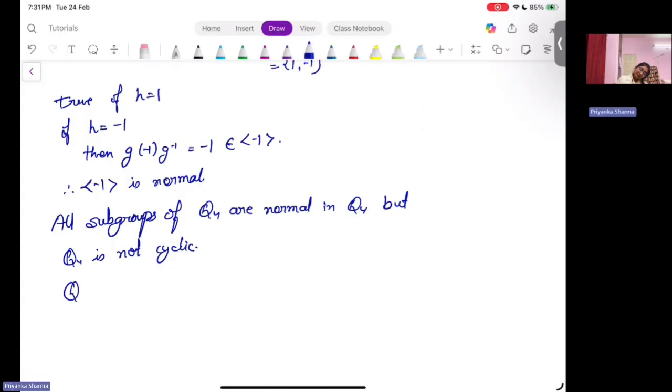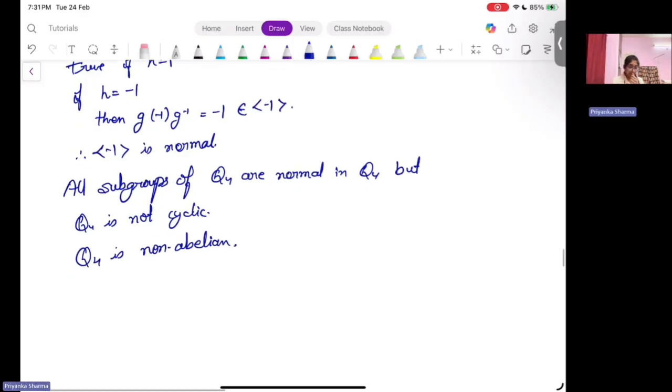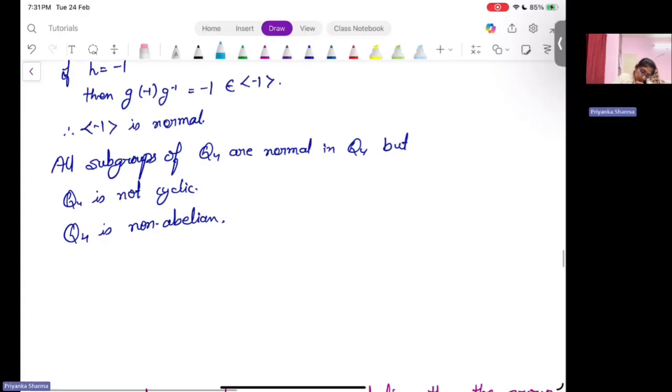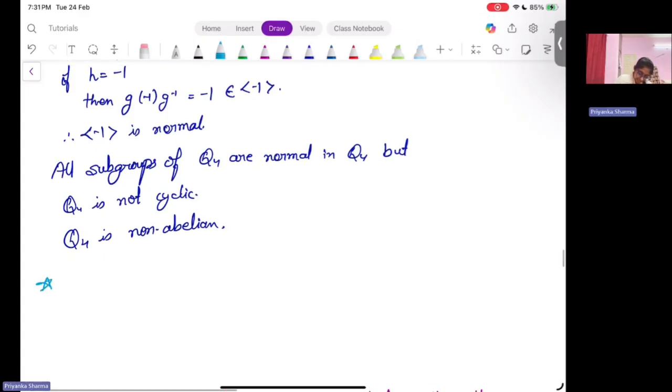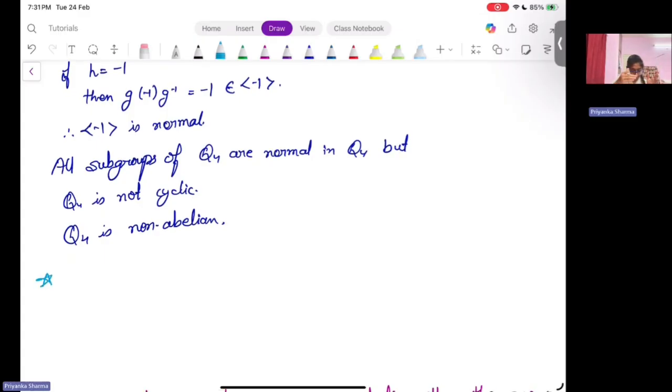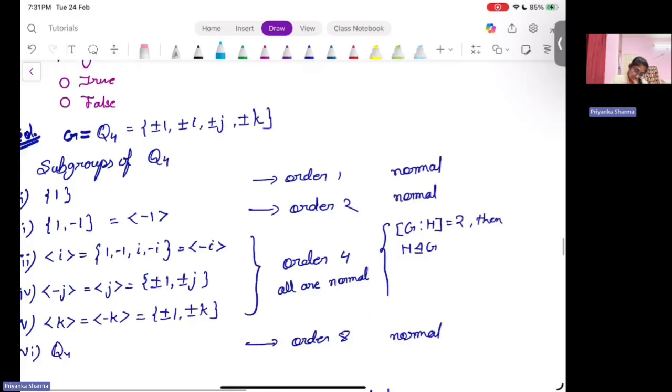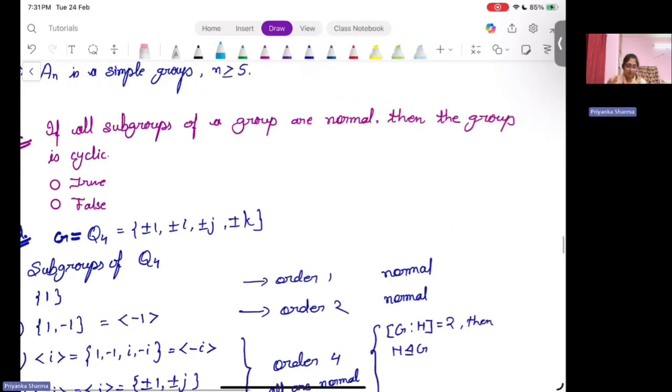Note that Q4 is non-abelian as well. For example, I and J don't commute. So we can have an alternate statement, or this example can work as a counterexample for the statement: if all subgroups of a given group are normal, then the group is abelian. So yep, that statement will be false.